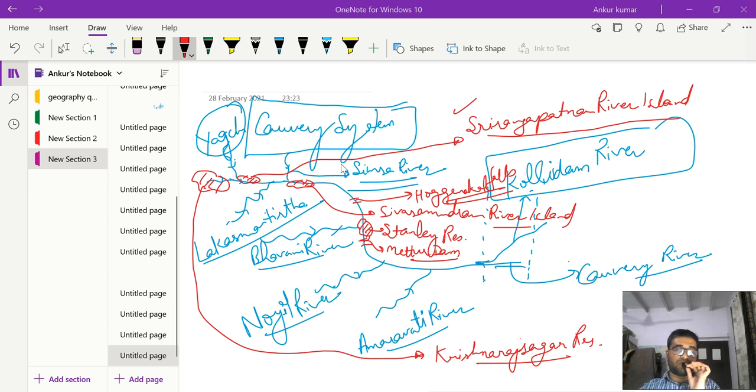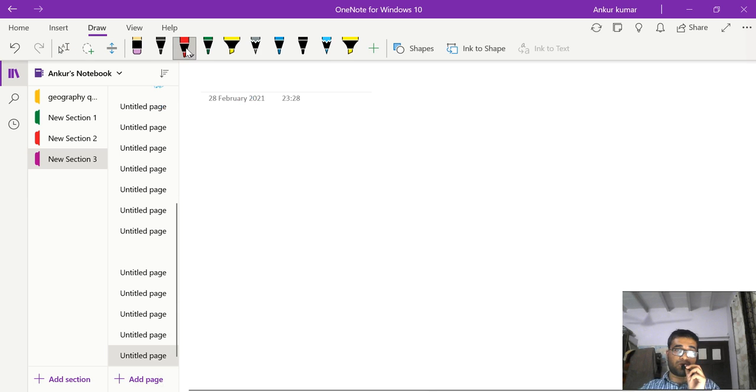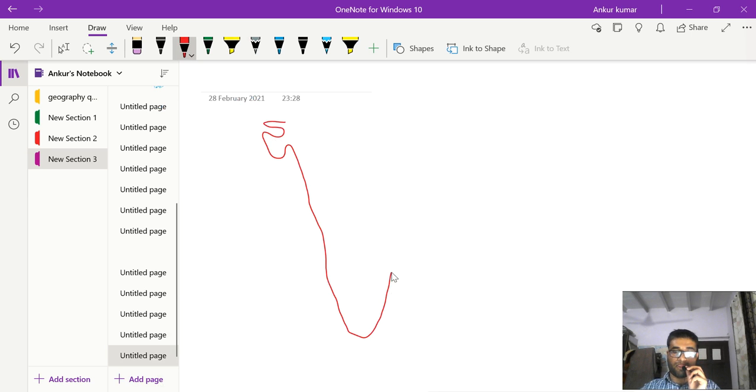Okay, so these are the major river systems of India that we did. Now there are some other river systems that must be remembered. This is the Indian Peninsula here. Okay, say this is Krishna River. Here is the Godavari River. This is Godavari. This is Krishna, right?